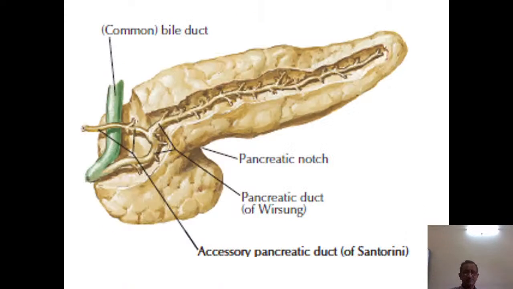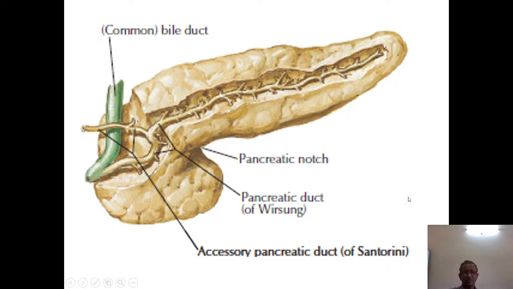Then it has a main pancreatic duct which joins the common bile duct and opens into the major duodenal papilla, which is present on the medial wall of the second part of the duodenum, 8 to 10 centimeters from the pyloric sphincter. There is also one more minor duodenal papilla, which has the opening of the accessory pancreatic duct, about 6 to 8 centimeters from the pyloric sphincter.